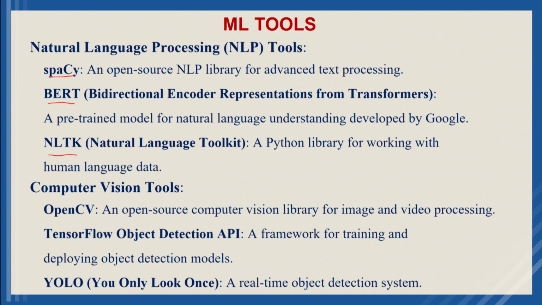And moving on to computer vision tools, the various tools that are available to perform some of the image processing activities are OpenCV, an open source computer vision library for image and video processing, and the TensorFlow Object Detection API, that is a framework for training and deploying object detection models, and YOLO, You Only Look Once, it is a real time object detection system.